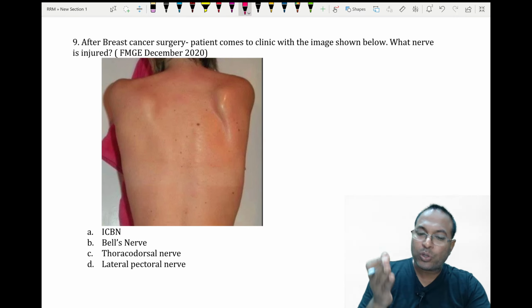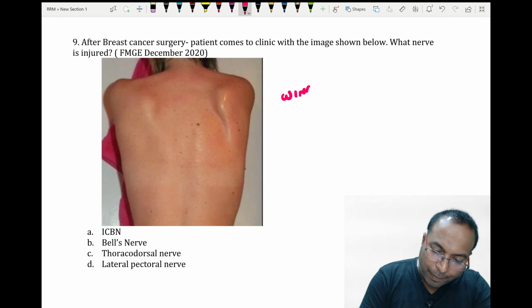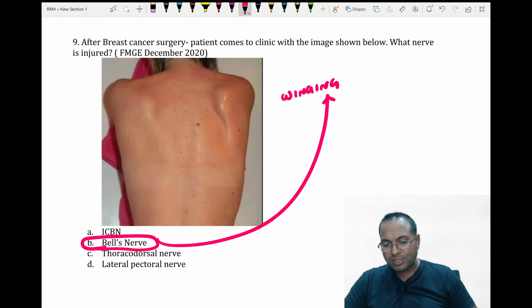So, injury to which nerve causes this winging of scapula? This is a question on winging of scapula. It is Bell's nerve. Long thoracic nerve of Bell causes winging of scapula. So this is not my discussion at all. This is not my question at all. Since it is associated with breast cancer, I have put here winging of scapula is a complication of Bell's nerve.